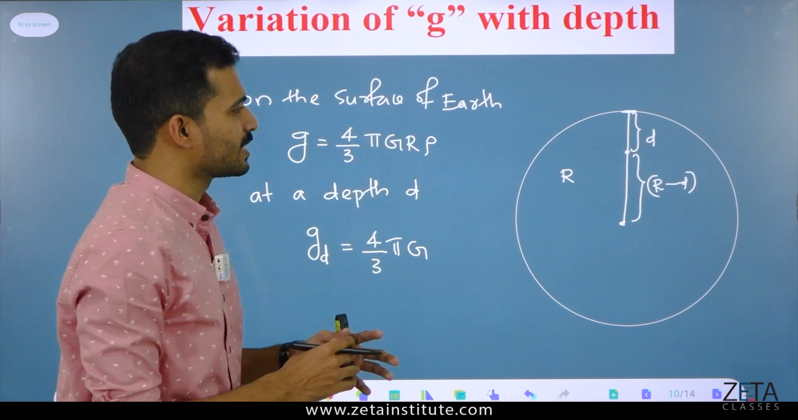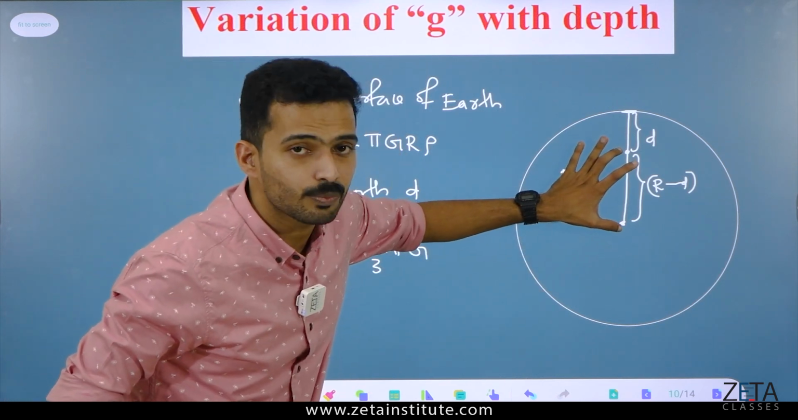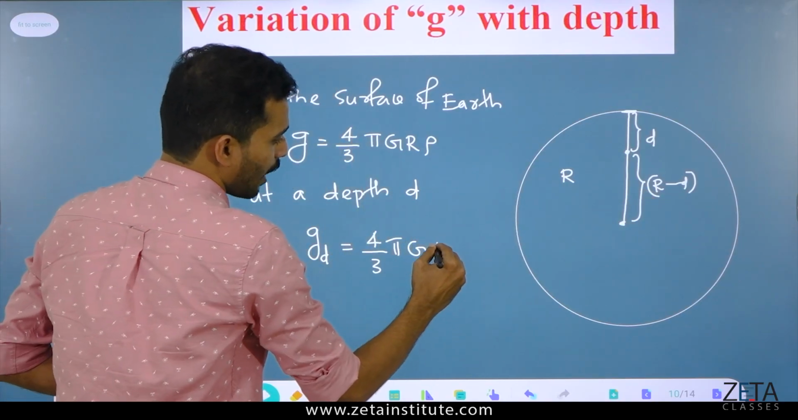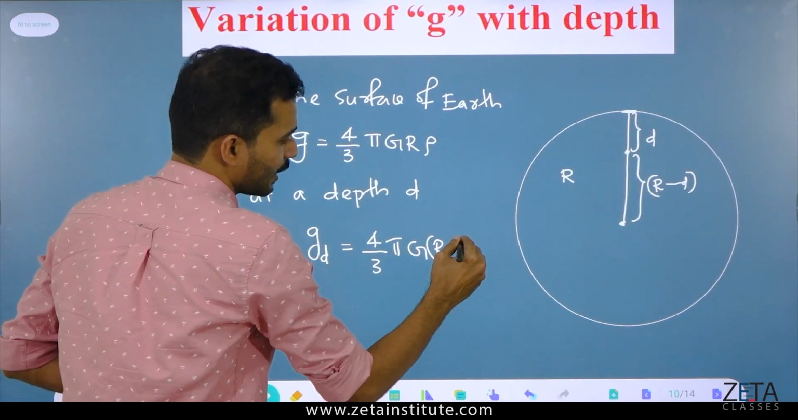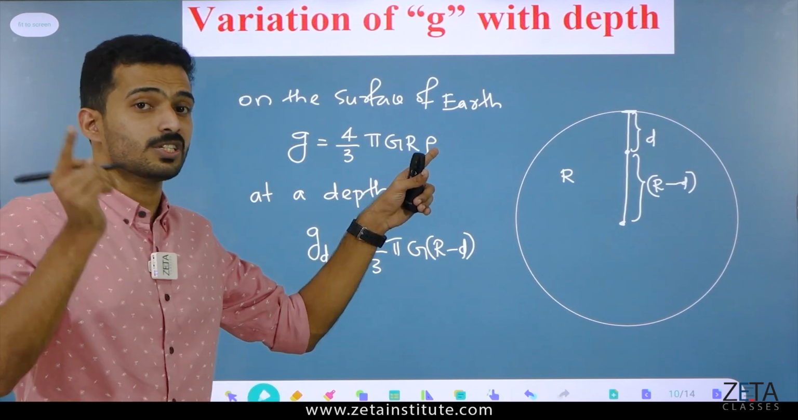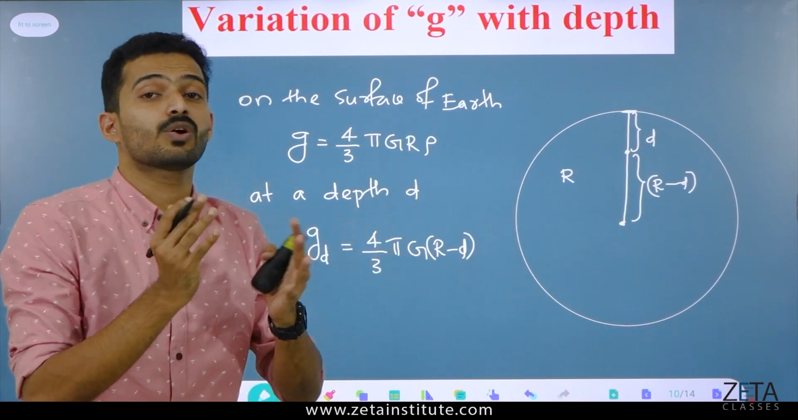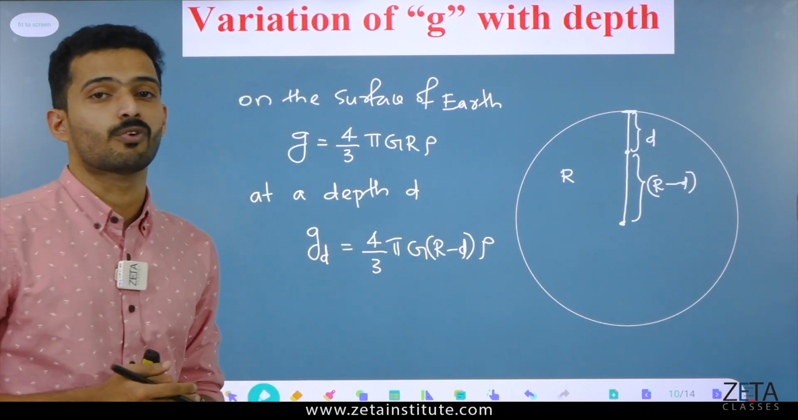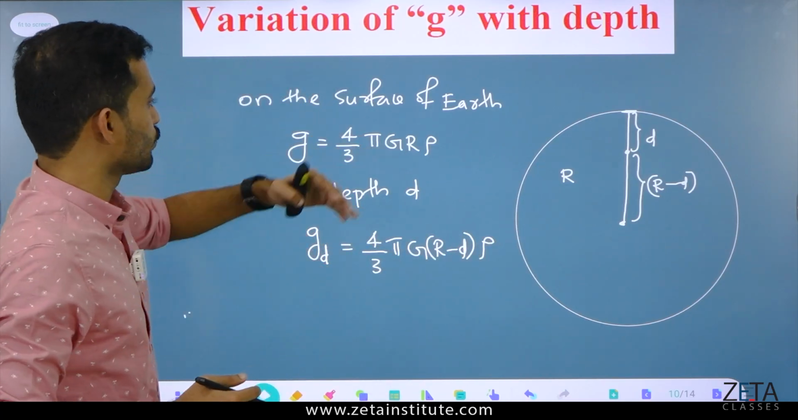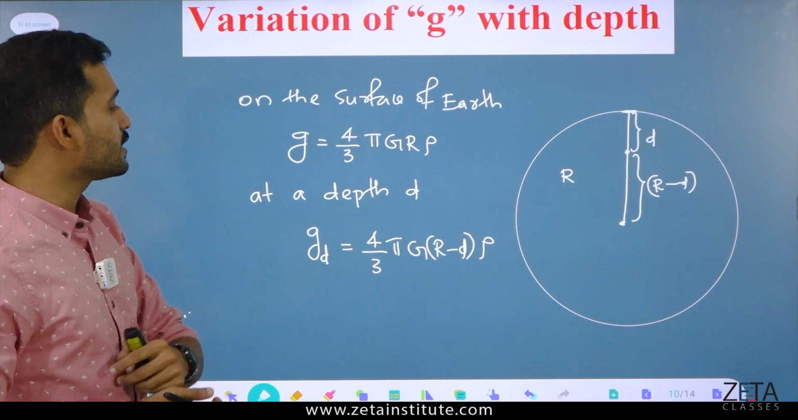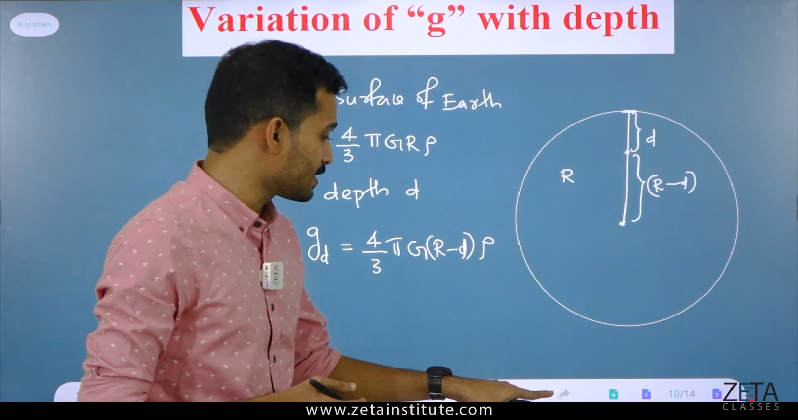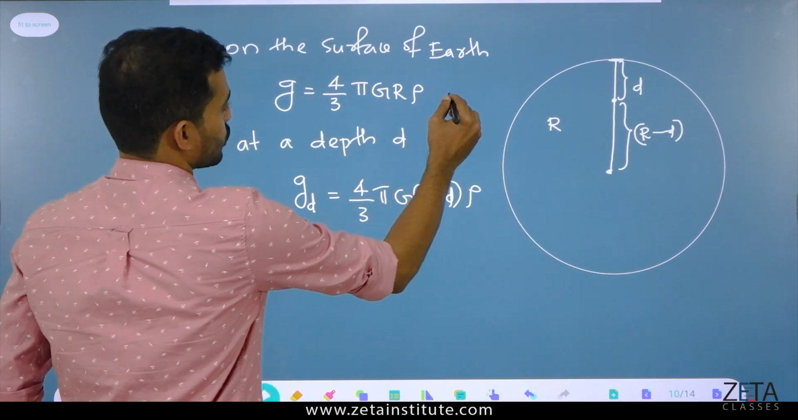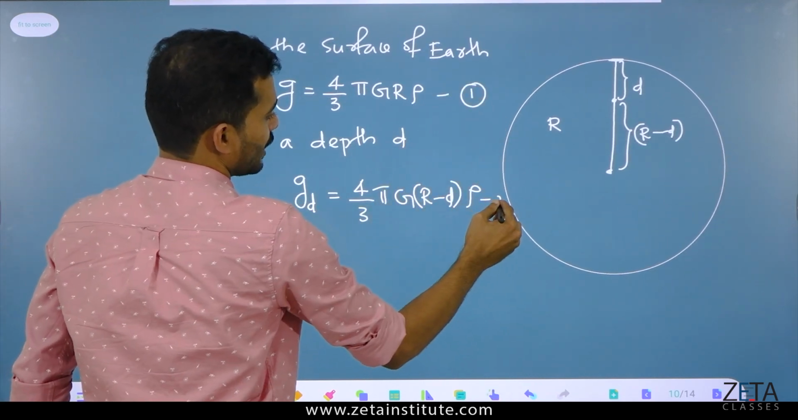Then what happens to this distance? The distance from the center to that point can be taken as R minus d. So at a depth d, this R becomes R minus d. We considered that the earth is a sphere of uniform density, so rho is also constant. So g is equal to 4 by 3 pi G R rho and gd is equal to 4 by 3 pi G (R minus d) rho. This can be taken as equation number 1, and this as equation number 2.